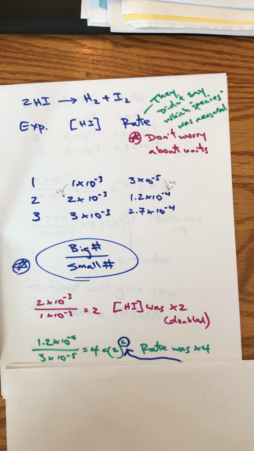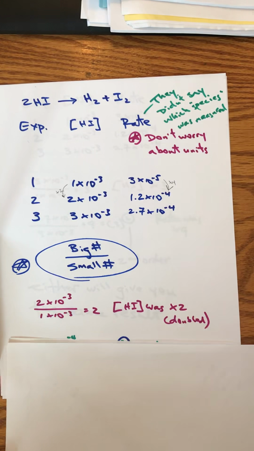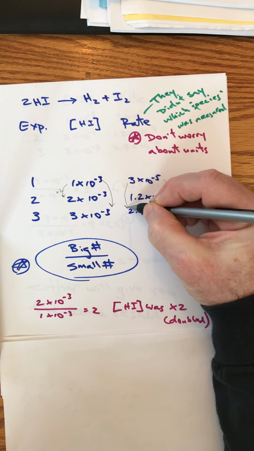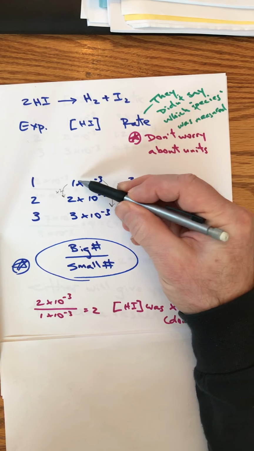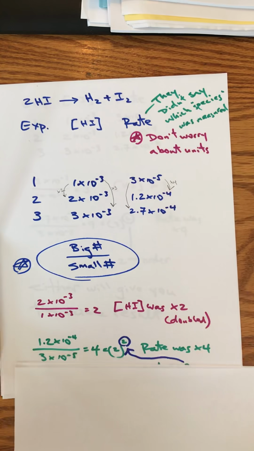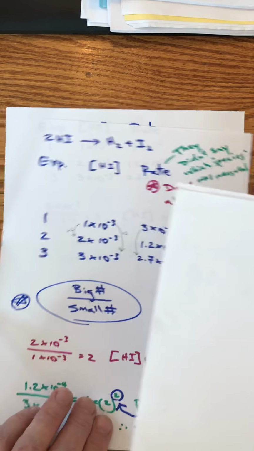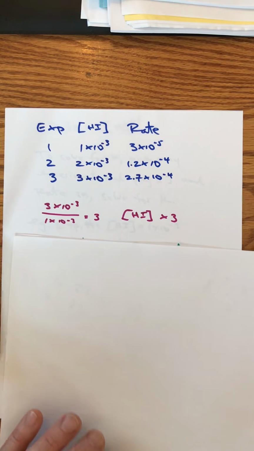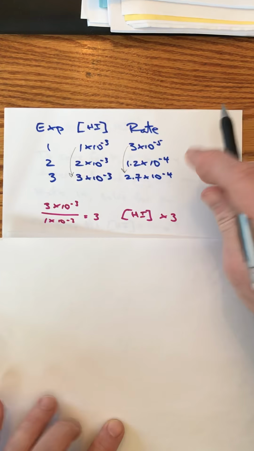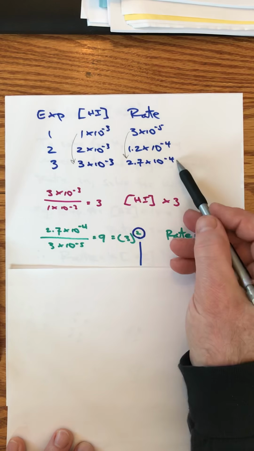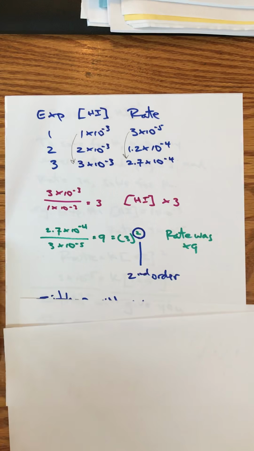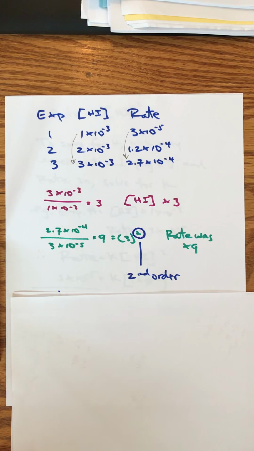And if I had chosen a different series of experiments, that's okay. What if I had chosen experiments 1 and 3? 3 times 10 to the minus 3 over 1 times 10 to the minus 3. Oh yeah, that's tripling, right? What if I put the big number over the small number here? So, once again, this is tripling. What is this? Big number, 10 to the minus 4 is bigger than 10 to the minus 5. That's 9. Oh yeah, 3 squared. Either way, I ended up with an order of 2.